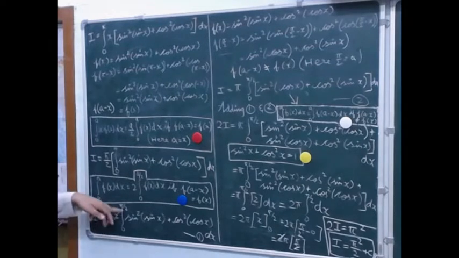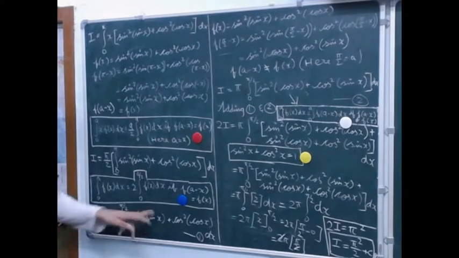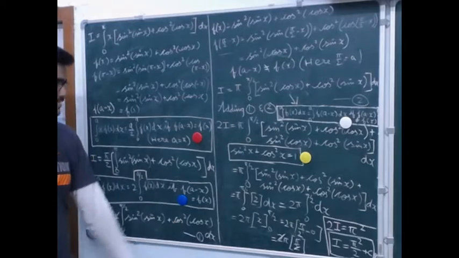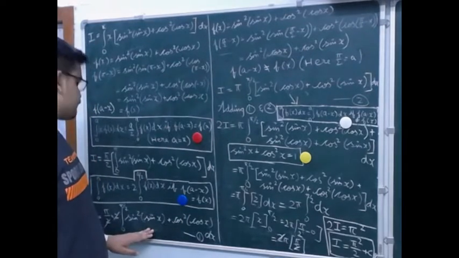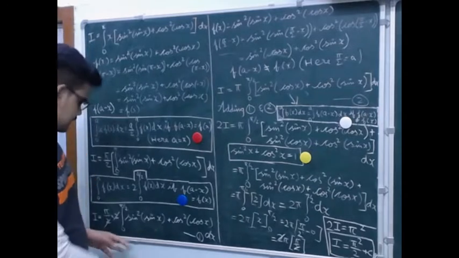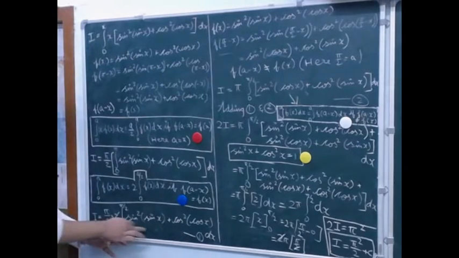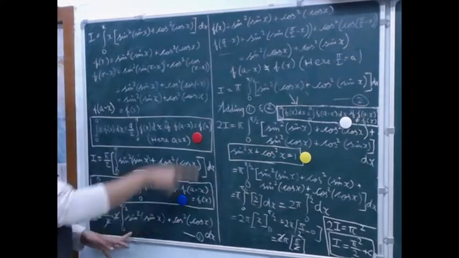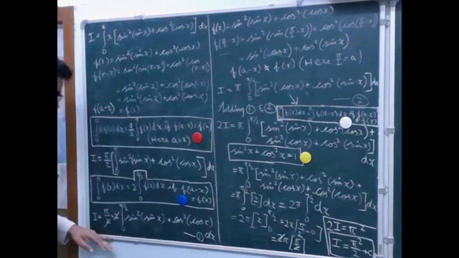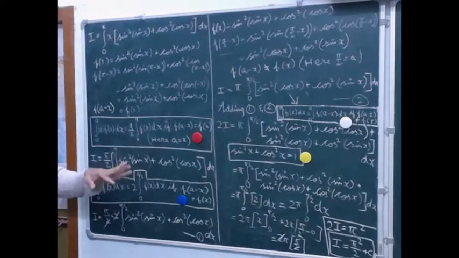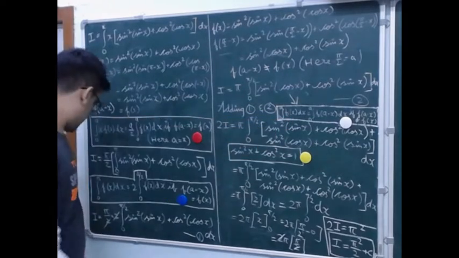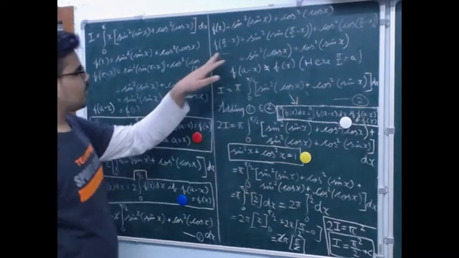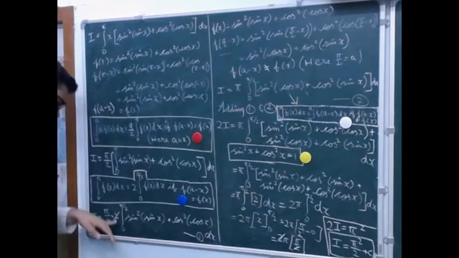Integral between the limit 0 to pi by 2 of sin square of sin x plus cos square of cos x dx. So the next thing: in this integral we get that f of x is equal to sin square of sin x plus cos square of cos x. Then I again want to prove that f of a minus x is not equal to f of x.